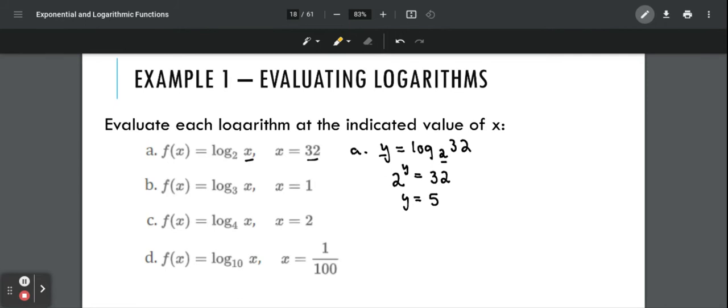So when we look at b, if we have x is 1, we would say y equals the log base 3 of 1. So if we were to put it into exponential form, we would take the base to the y and set it equal to 1. And 3 to what power is 1? We would get 0. So the log can equal 0. You just can't take the log of 0.